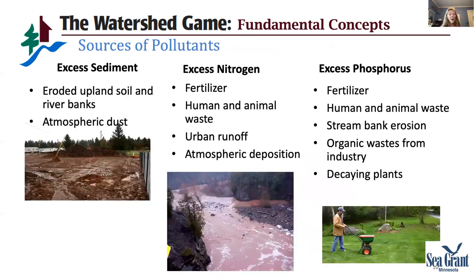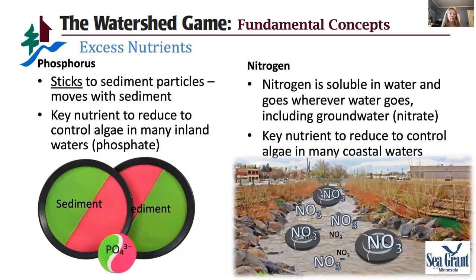However, we have a whole lot of ways that we add excess to our systems. These are just some examples here. Erosion, atmospheric dust is actually pretty big. Nitrogen, you may not realize, maybe you haven't heard that cars generate a lot of atmospheric nitrogen, which then ends up deposited. Human animal waste, urban runoff, same in phosphorus, but we also have a lot of phosphorus that's in decaying plants and organic waste from industry and other places. This is not an exhaustive list, and I'm not going heavily into it. We just want to help you be thinking about where these things come from. That's part of what the game does too.